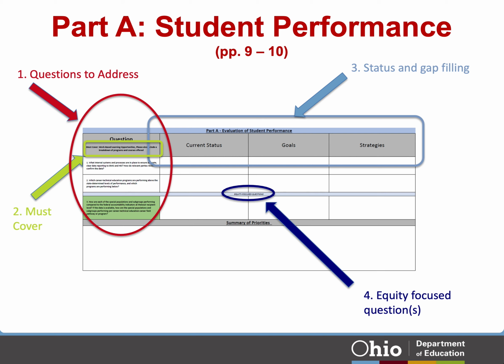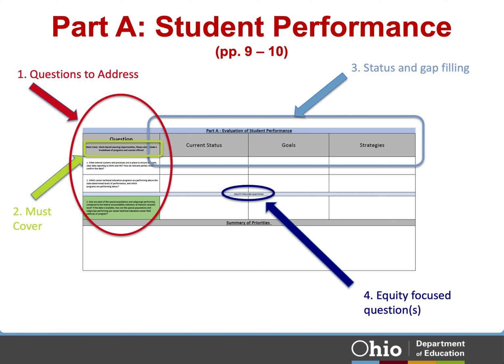Equity is a priority in Perkins V and must be addressed in your local needs assessment and application. Perkins V focuses heavily on closing equity gaps in our CTE delivery system. Do not shortchange equity questions. In the application, you will be required to fund at least one strategy related to closing equity gaps.